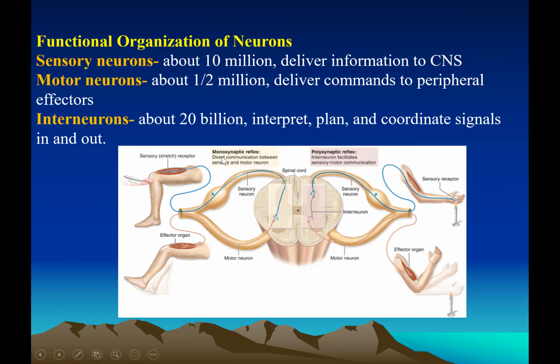This picture is showing how one neuron comes in. This is the knee-jerk reflex. So here's one neuron that is coming in, it's processed in the spinal cord, and it goes out. When there is a direct communication between a sensory and a motor neuron, it is called a monosynaptic reflex. When an interneuron is involved, it is called a polysynaptic reflex.